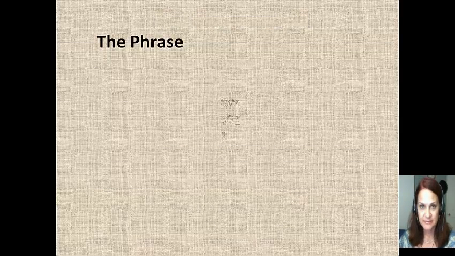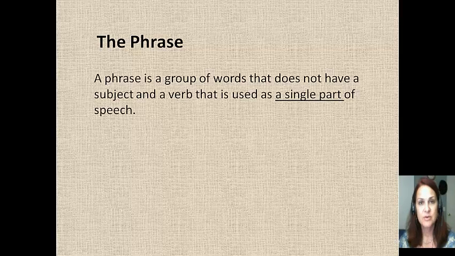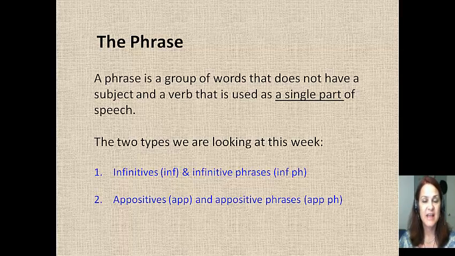As a review, this is our third week we're reviewing it. The phrase is a group of words that does not have a subject or a verb and is used as a single part of speech. This week, we are going to look at two types. The types are infinitive and infinitive phrases, and appositive phrases.